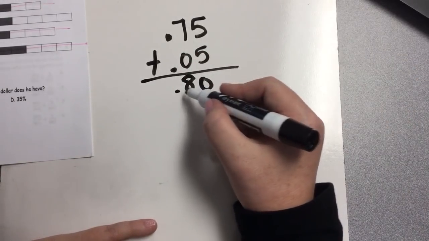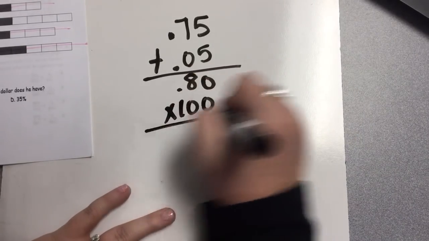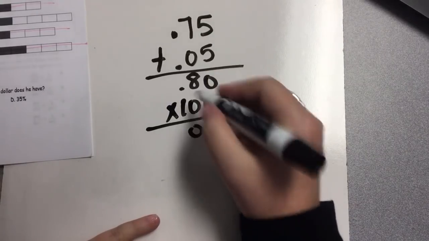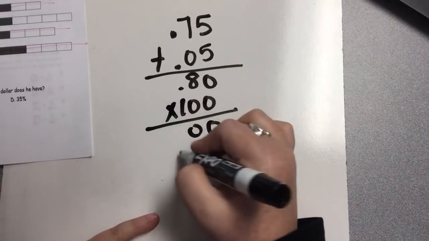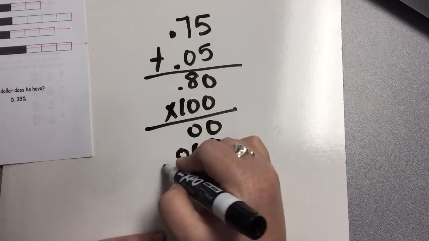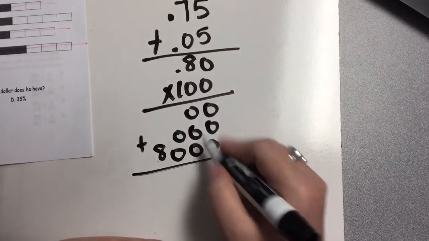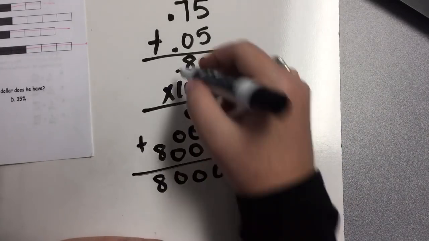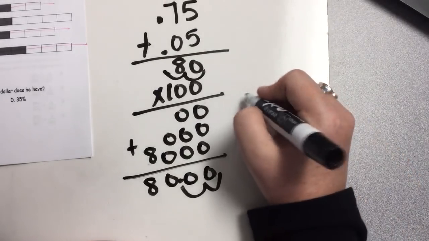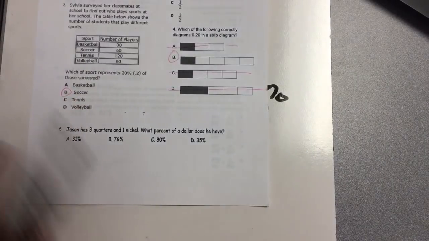And I need to change that to a percent. So multiply by 100. 0 times 0 is 0. 0 times 8 is 0. Placeholder, 0 times 0 is 0. 0 times 8 is 0. 2 placeholders. 1 times 0 is 0. 1 times 8 is 8. Add those together. I have 2 decimal places here, so I have to have 2 decimal places here. So my answer is 80%. And that is going to be C.